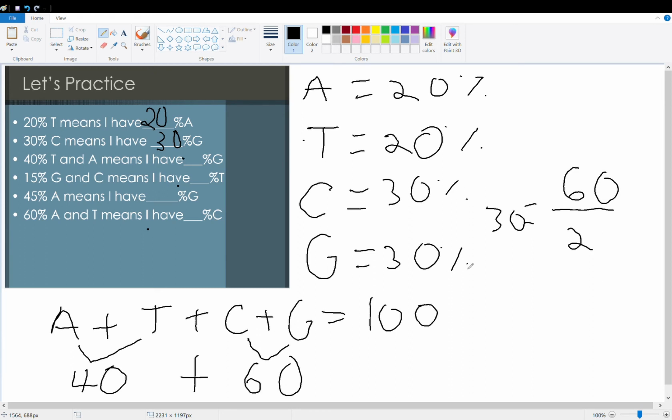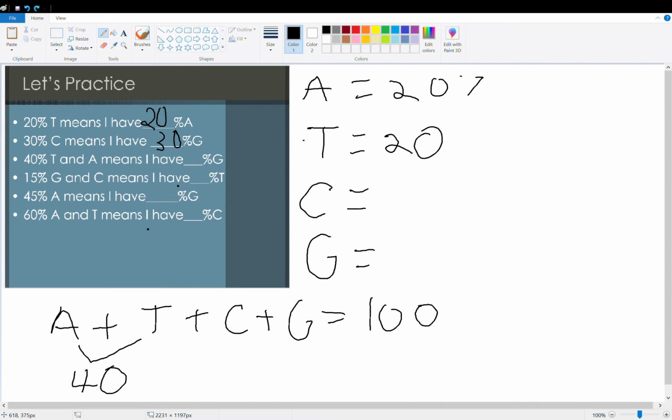Okay. Now we'll run through the rest of these shortly. Let's finish this up. And let us do the last 3 questions while I erase this problem real quick. So 30% here. Okay. Now, 15% of G and C means I have what percent of T?